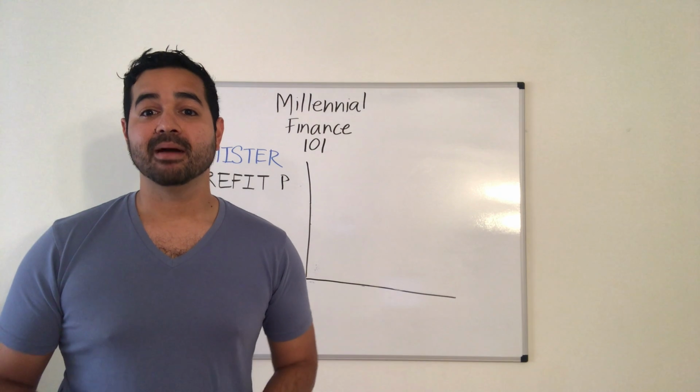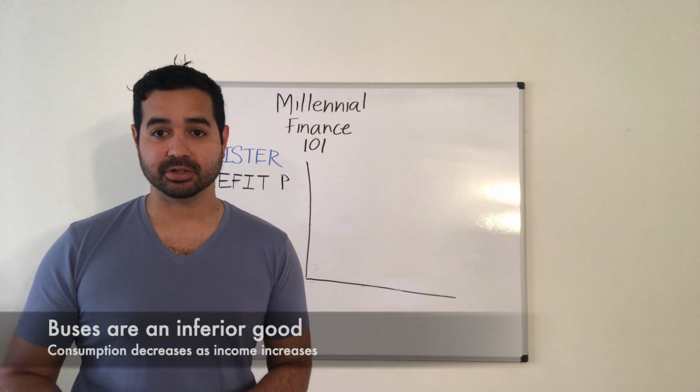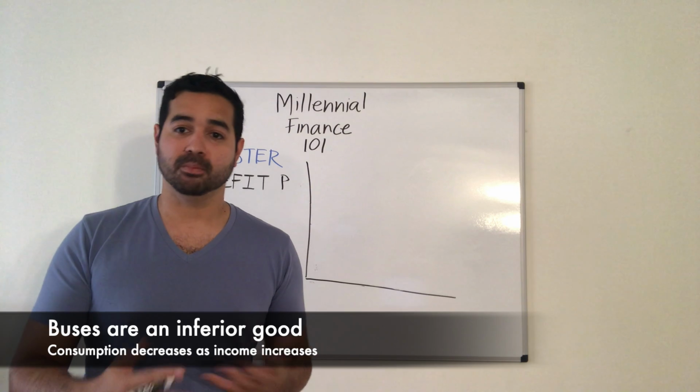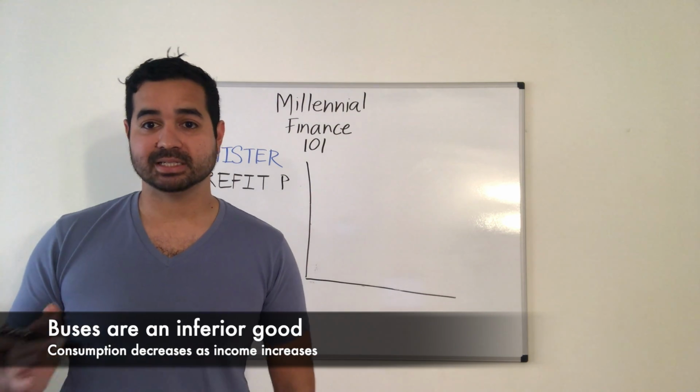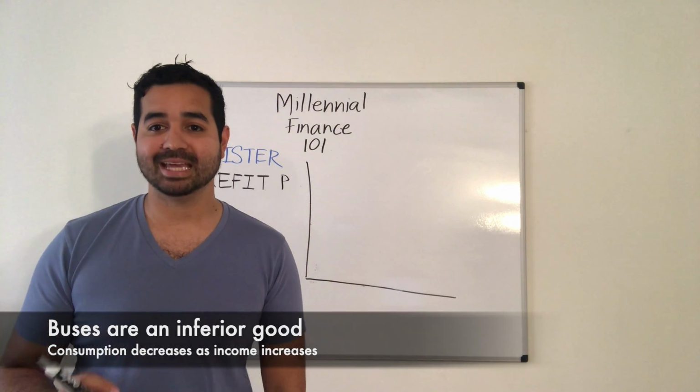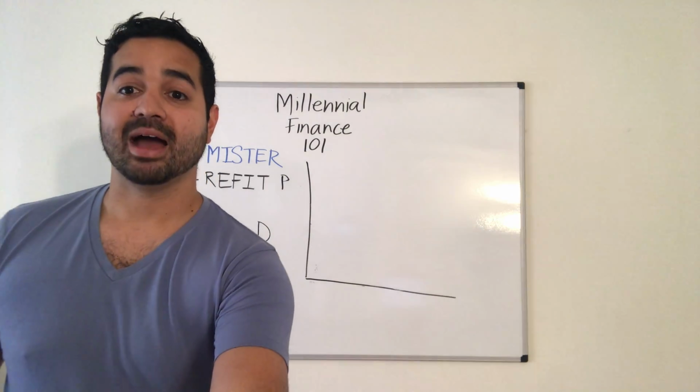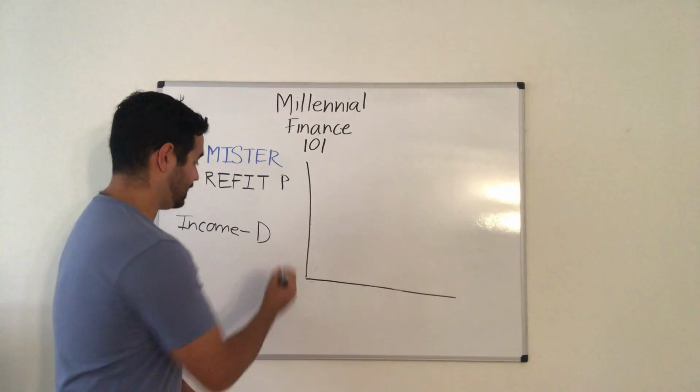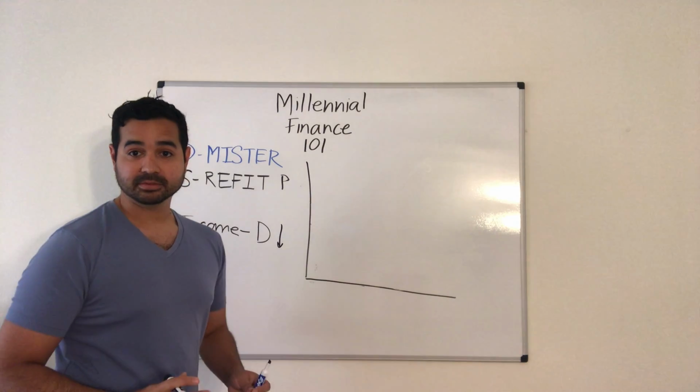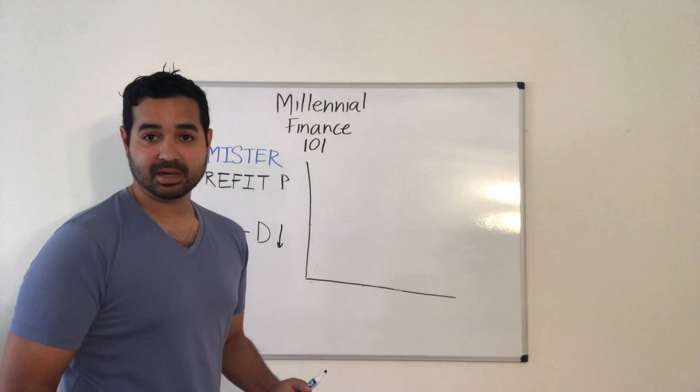And why is that? Buses are technically an inferior good. If you make more money, you'll take more Lyfts, more Ubers, taxis, Subway, you name it, but you'll take the bus less. So our demand for bus rides is actually going to go down. Now we can graph and see how this changes.